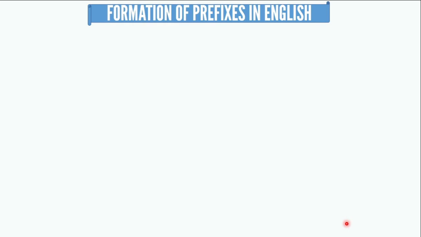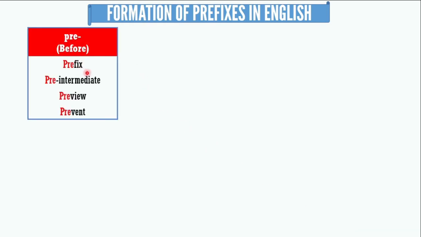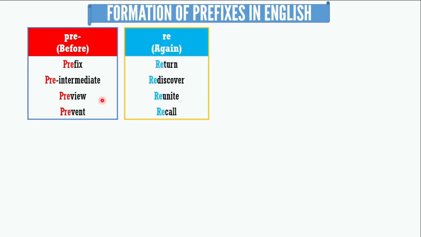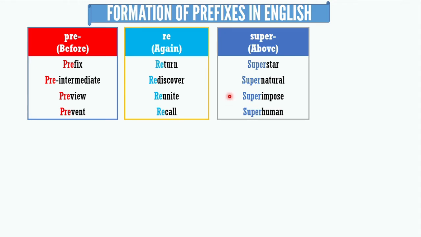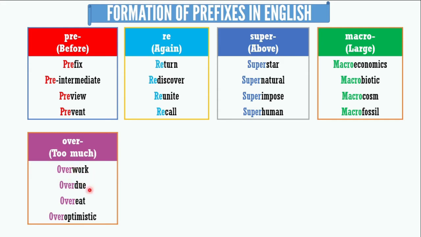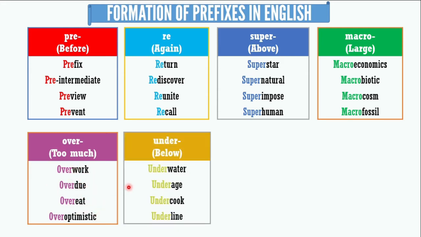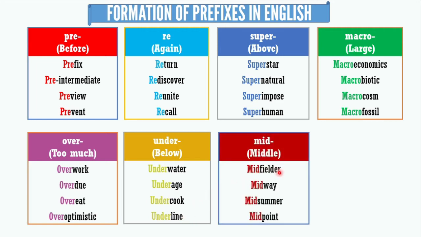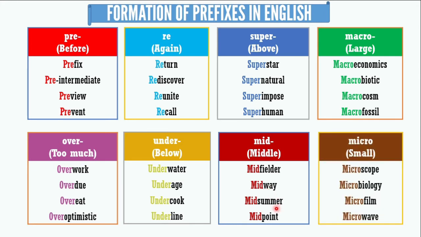Here is a more formation of prefix in English. Pre, that's before: prefix, pre-intermediate, preview, prevent. Re, that means again: return, rediscover, reunite, recall. Super, that means above: superstar, supernatural, superimpose, superhuman. Macro, that means large: macroeconomics, macrobiotic, macrosome, macrofossil. Over, that means too much: overwork, overdue, overeat, overoptimistic. Under, that means below: underwater, underraise, undercook, underline. Mid, that means middle: midfielder, midway, midsummer, midpoint. Micro, that means small: microscope, microbiology, microfilm, microwave.